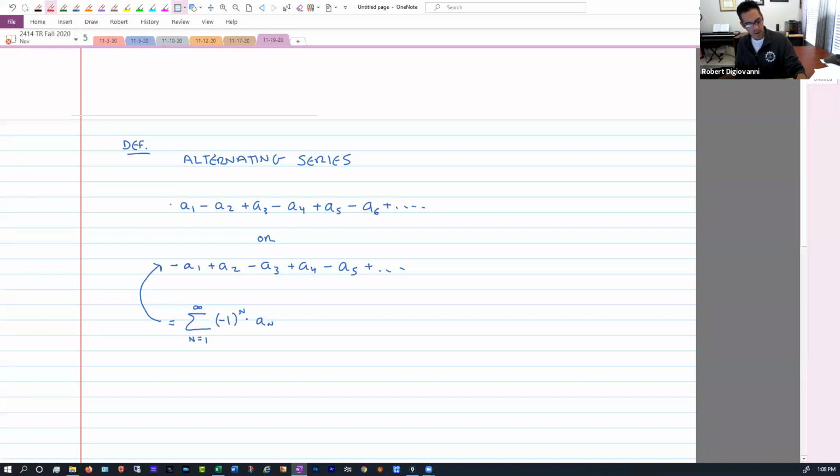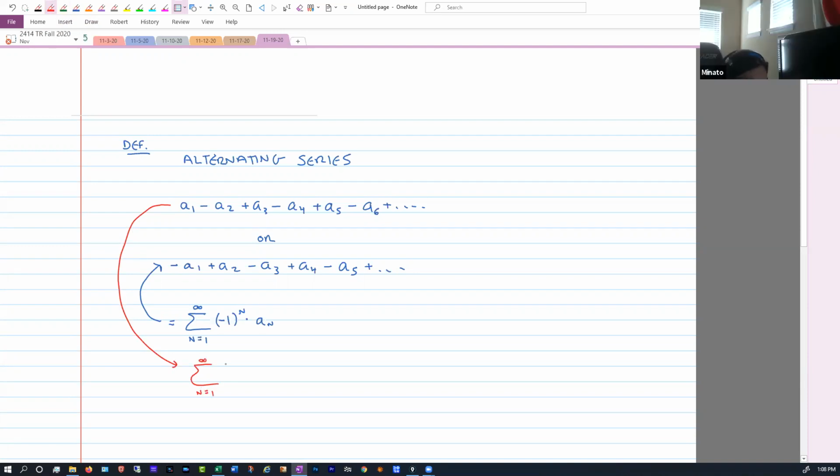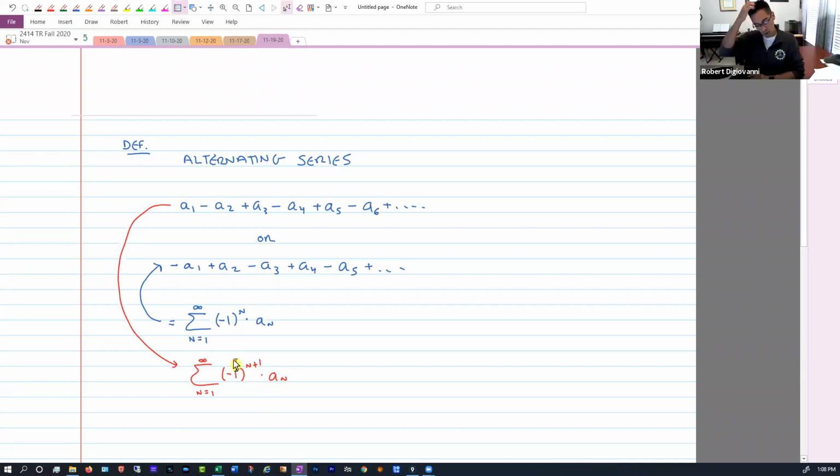How could we create this one up here, where we want it to start out positive? What would we put? -1 to the n plus 1. Yep, there we go, times a sub n. Good. So whenever we have an alternating series, we're always going to have this -1 to some power. That way we get the alternating to take place.